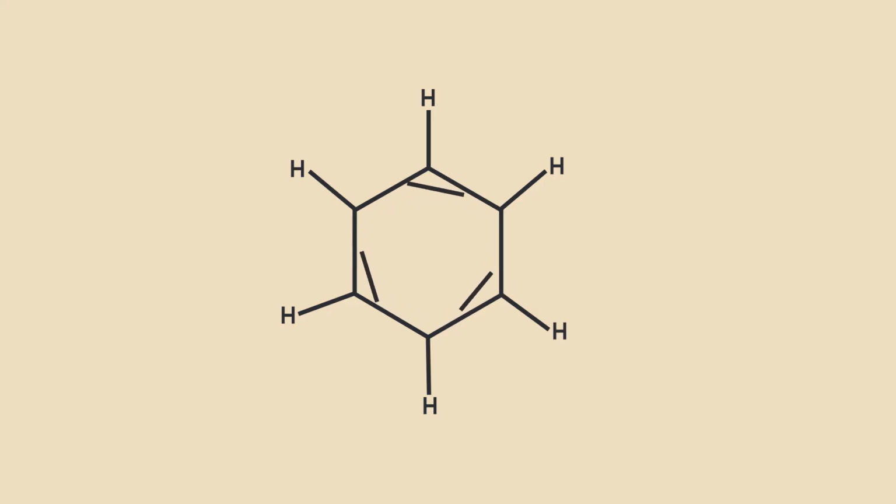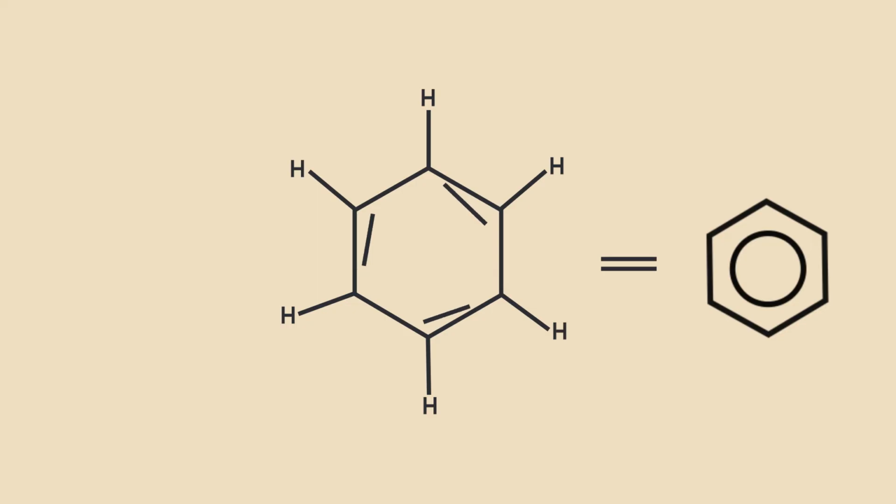The electrons in these bonds are constantly moving around, as you can see here. And this is how we have the image of benzene at the beginning of this movie, the one with the hexagon with a circle in the middle of it.